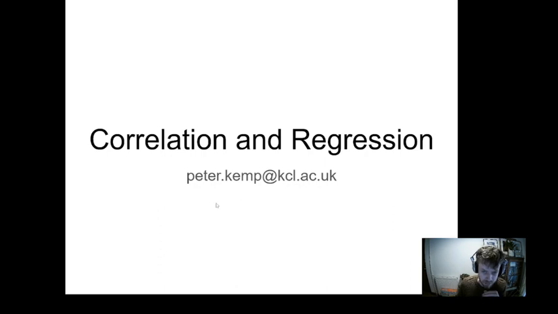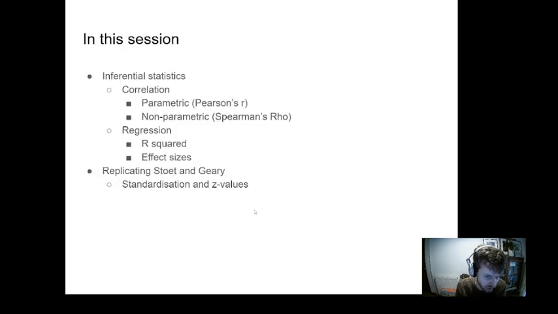So, in particular, we're going to be looking at correlation, Pearson's R and Spearman's Rho, which are looking at parametric and non-parametric data. So parametric would be normally distributed data, non-parametric is data that isn't normally distributed. And we're going to be looking at regression along with R squared and effect sizes, which are really, really important when writing up your stats.